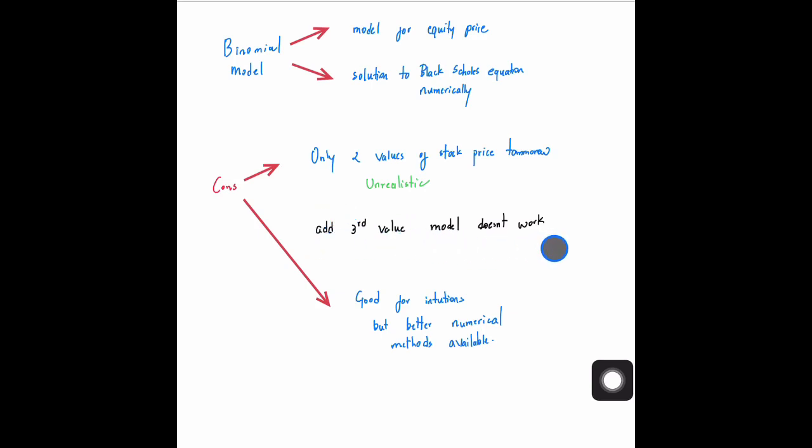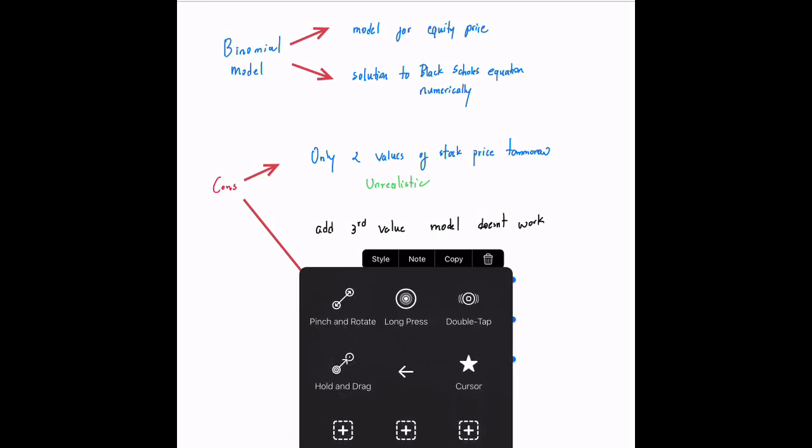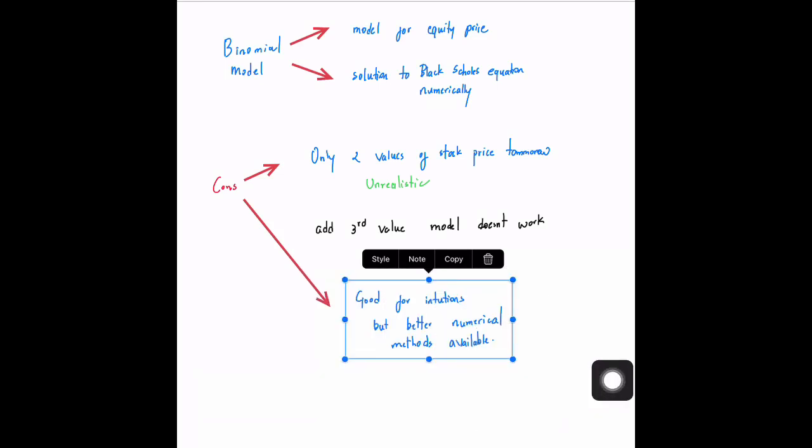However, what is good about this is that it's good for intuition. It will give you an intuition about hedging, and about how stock prices change and how that is utilized towards evaluating option prices. But as far as numerical methods go, because of these cons, there are better numerical methods available. I think they're discussed in the book somewhere. If we can get to it, we will see, but right now I'm just telling you that they are in the book.